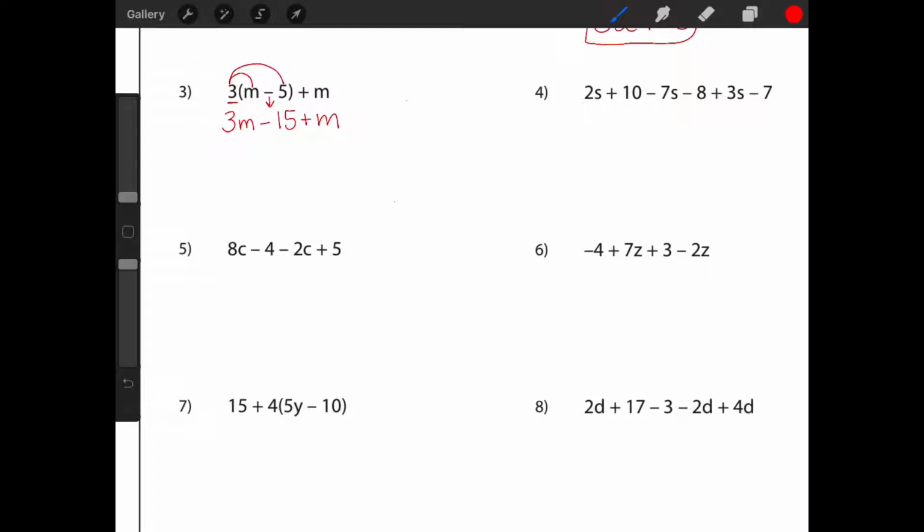Now that I have everything distributed, I'm going to shape it up. So 3m and this is actually a positive 1m, so I put the 1 in front of it so I didn't forget about that.